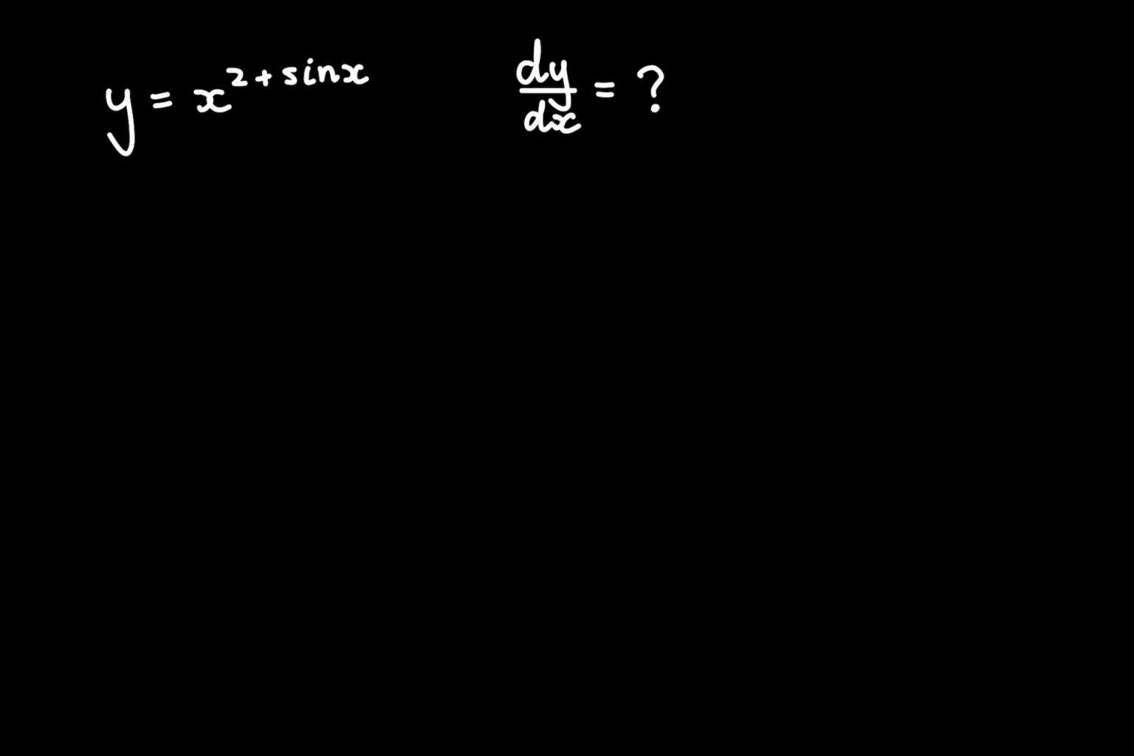So the first thing that we're going to do is take the natural log of both sides of this equation. So we have the natural log of y is equal to the natural log of x to the power of 2 plus sine of x.